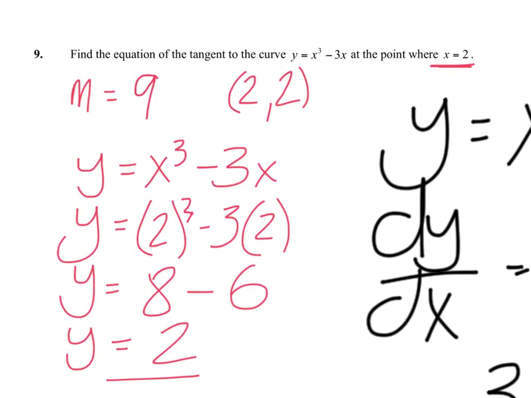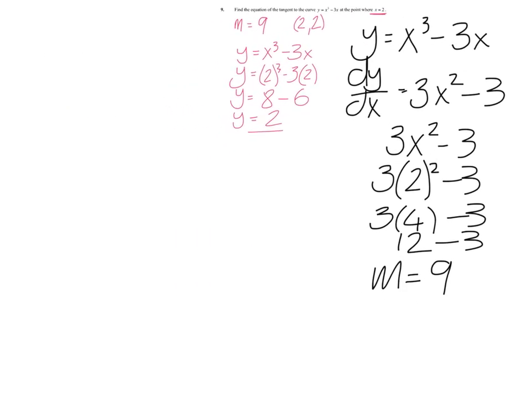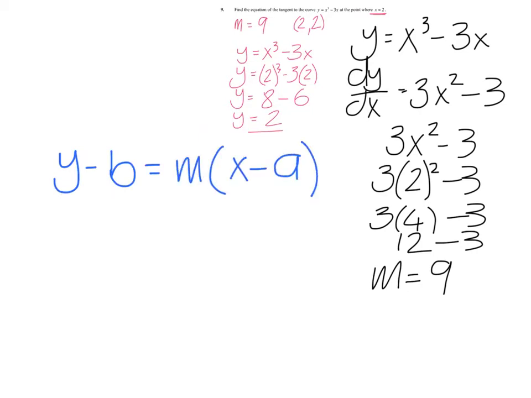What we have now is the point and the gradient we need in order to write down the equation of the line. So again, giving ourselves a little bit of room, we'll do this over here. The formula for a straight line is y minus b equals m bracket x minus a. So substituting in the point 2, 2 is y minus 2 equals, and the gradient, substituting that in also, is 9 bracket x minus 2.